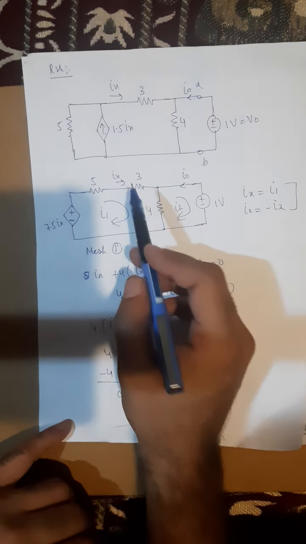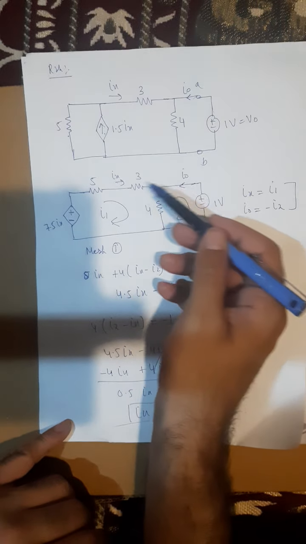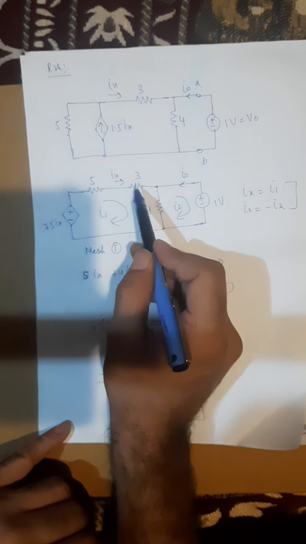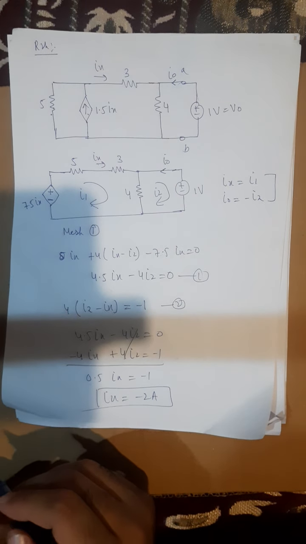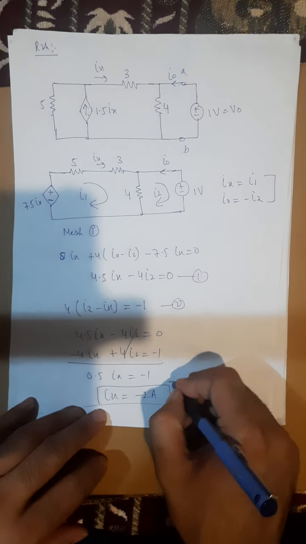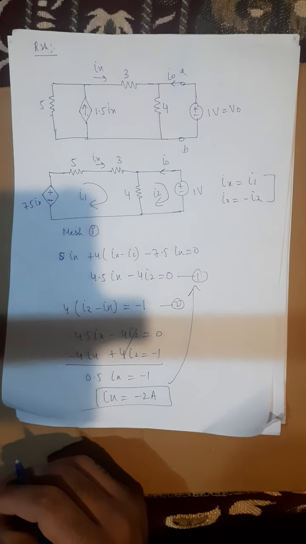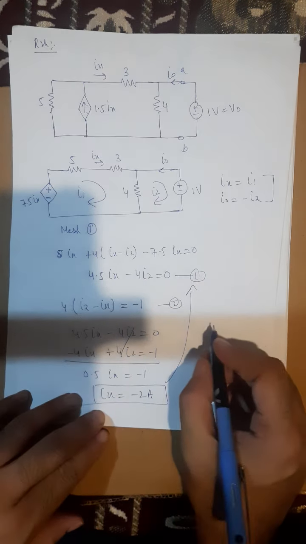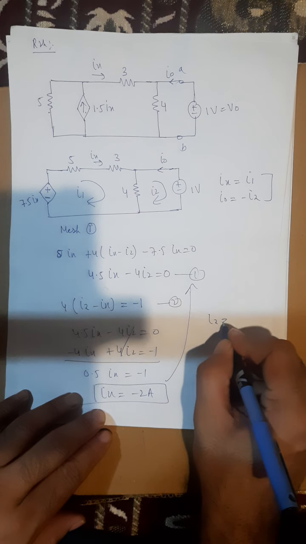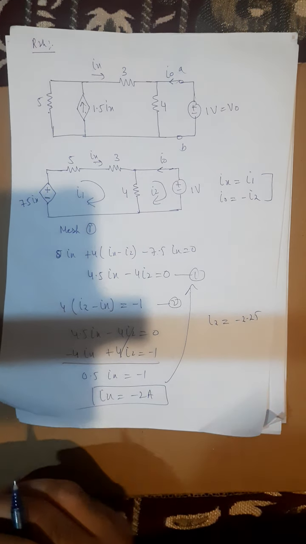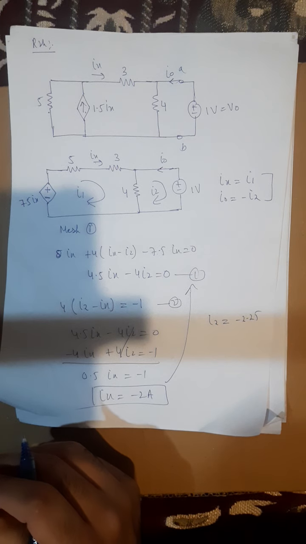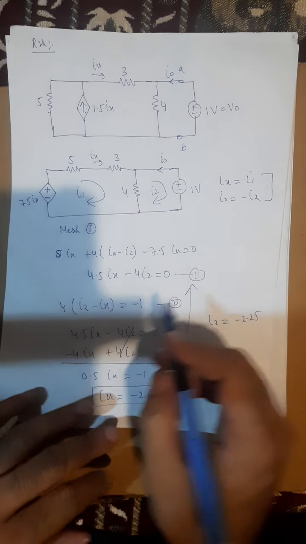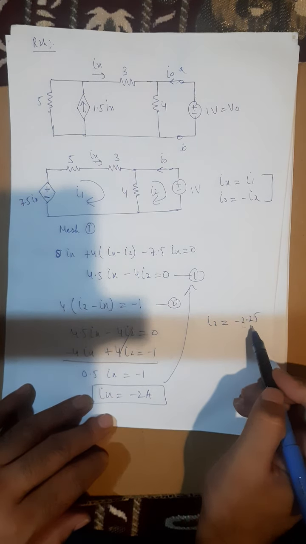So what do you mean by Ix is equal to minus 2 ampere? It means the current will flow, Ix is not flowing in this direction, it is flowing in this direction. So I got the value of Ix. I will substitute the value of Ix in equation 1. After substituting the value of Ix in equation 1, what will I get? I will get I2 is minus 2.25. Okay, I2 is equal to minus 2.25. If you solve it, you will get I2 is equal to minus 2.25.